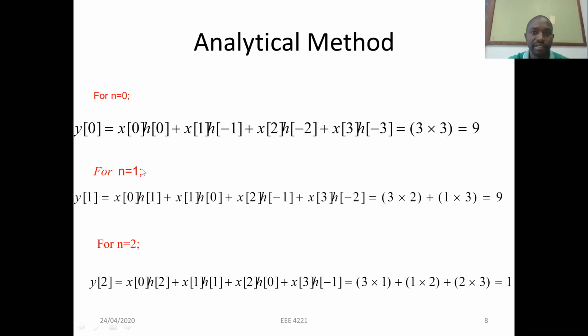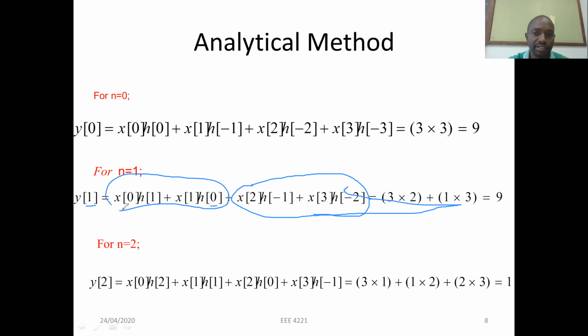So whenever we put 1 for n in y of n, this will become h of 0. Then the rest here will become negative again, and each of these negative components will not account for the final solution. The final solution will basically be based on these two here. Again, x of 0 is 3, h of 1 is 2, plus x of 1 is 1, h of 0 is 3. When you multiply and add the two, you get 9.